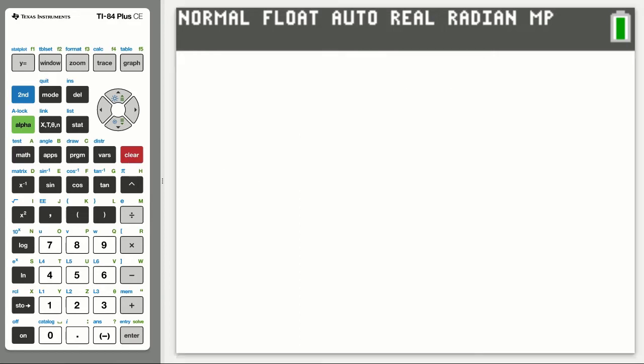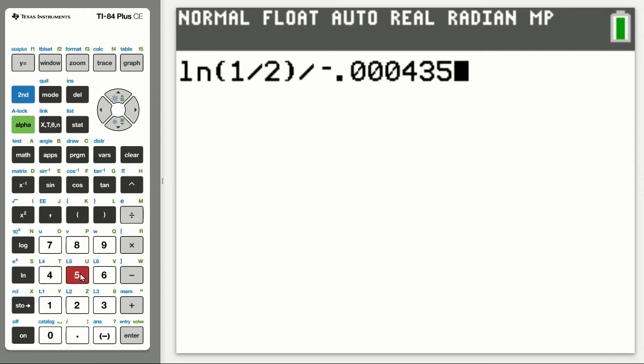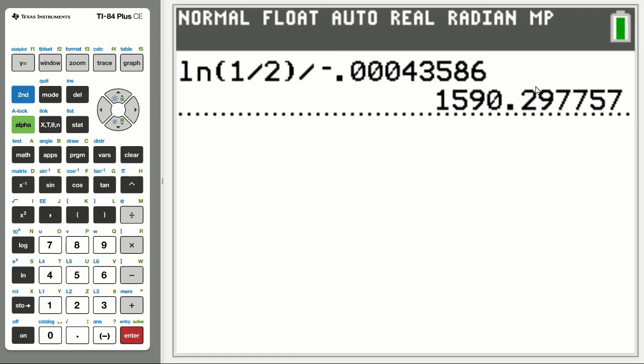All right, so now on my calculator, we're looking at natural log of 1/2, and I'm dividing that by a negative quantity, negative 0.0004586. All right, and now let's hit enter. So the answer comes out being this much. All right, so 1,590 and 0.29 or 0.30 if we round it to 3 decimal places, years.